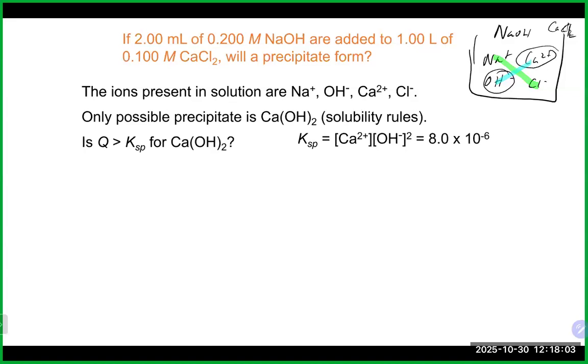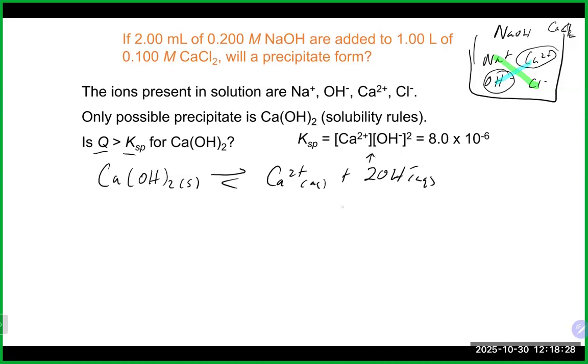All right, so let's take a look. So obviously here we do want to compare Q to KSP. Q again is going to be calculated the same as the KSP. And again, that is based off of how this guy would break apart. It would break apart into a calcium ion and 2 hydroxide ions. So just like the KSP above, Q in this case would be the concentration of calcium times the concentration of hydroxide. And again, we are still squaring it because of the coefficient.